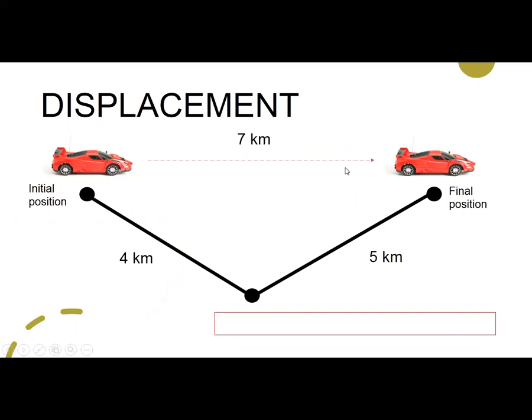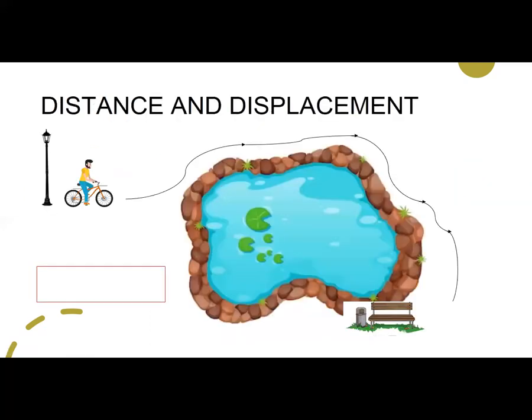So, let's measure that. And then, ang measurement niya ay 7 kilometers. So, we can say that the displacement is 7 kilometers. So, magkaiba sila. Total, magkaiba ang distance sa displacement. Hindi lahat ng distance ay displacement, pero lahat ng displacement ay distance. Okay, let's have another example.